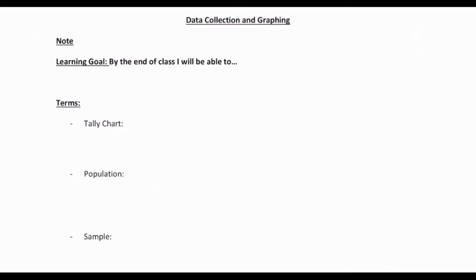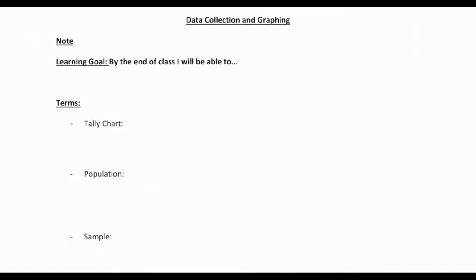Let's talk about data collection and working with data. In this lesson, we're going to specifically look at data collection and graphing. And so basically the idea of what are the key terms, what do we need to know about how data is collected, and then how do we represent it?